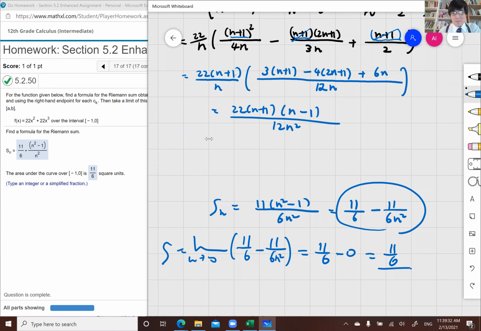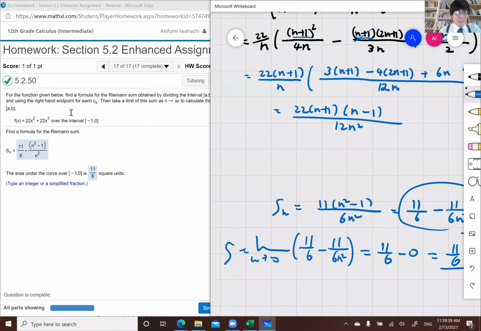So this was mostly a review of the sigma notation, but the last three problems are an application of that to the Riemann sum, and that's what you want to be able to compute comfortably. Thank you very much.